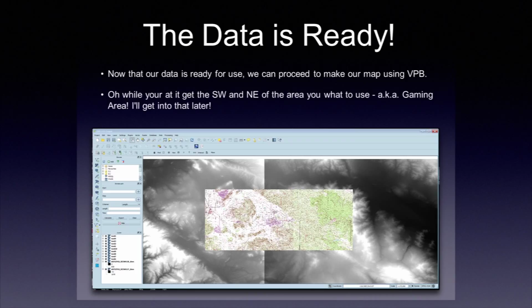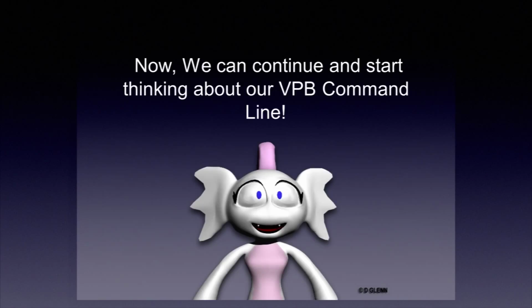Well, it's very easy to get. There are, of course, latitude and longitude coordinates. Now we can continue and start thinking about our Virtual Planet Builder command line.